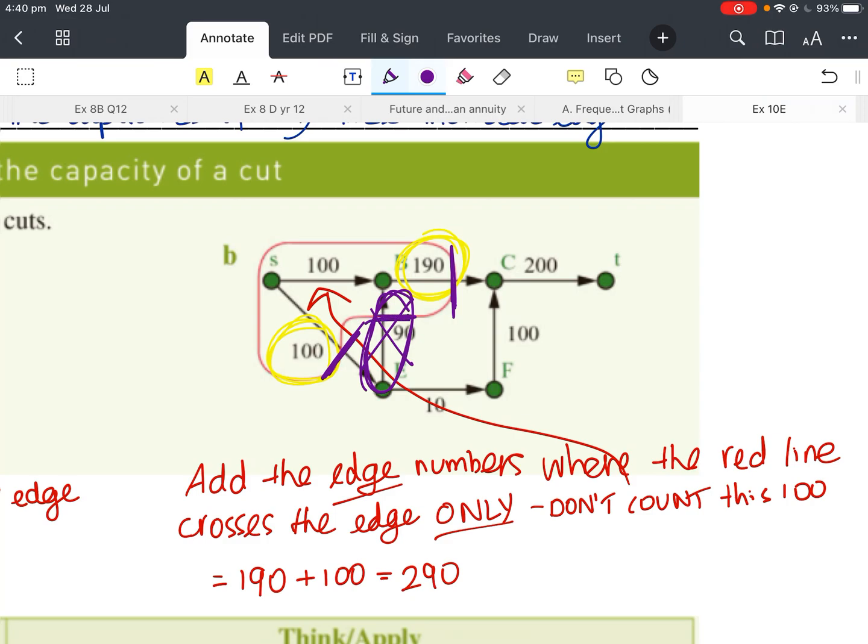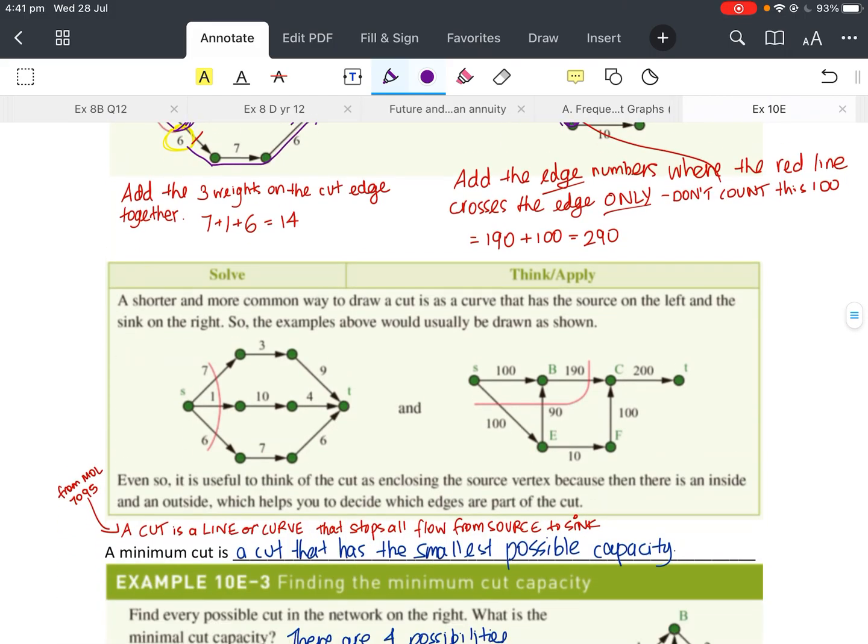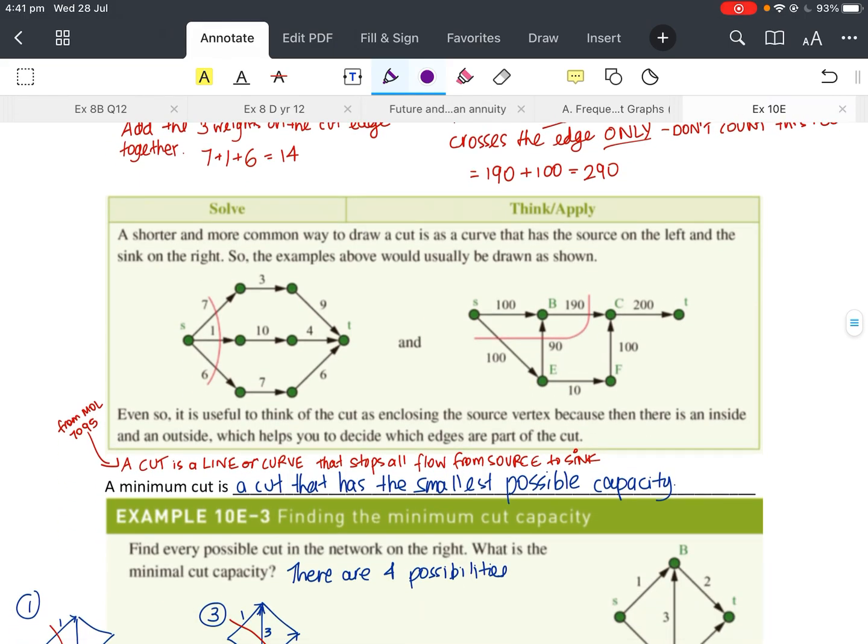I know it does cut across it, but if you've already cut the water from S to E, there's no use cutting this pipe again. Does that make sense? This pipe's already been cut, so it's not going to flow here anyway. So that's why we don't include that one. So we only add the 100 and the 190, and that's where we get the 290 as the capacity of the cut. I hope that makes a bit more sense. So if you think about it in terms of water, hopefully it will make a bit more sense to you.